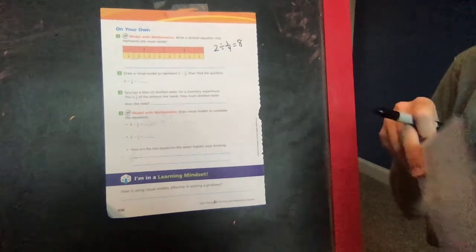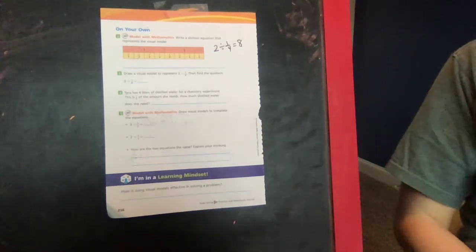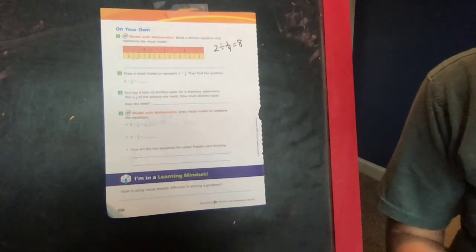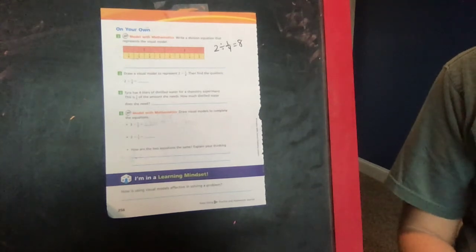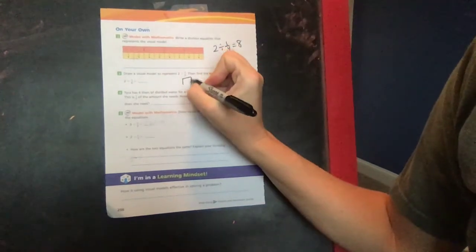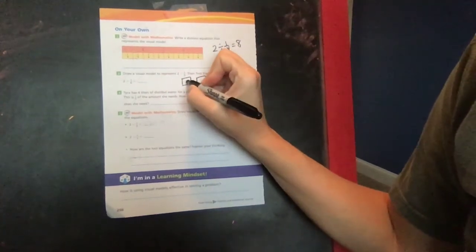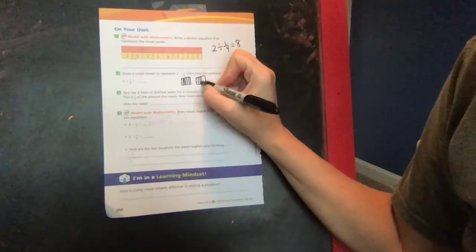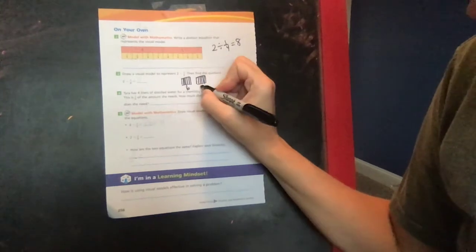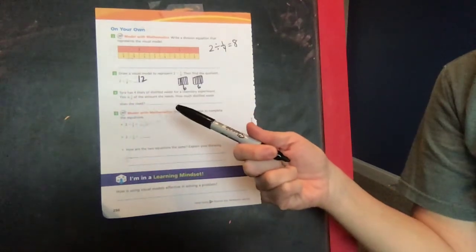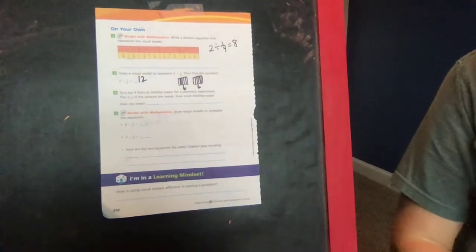If we're going to draw a visual model to represent 2 divided by 1/6, then find that quotient, you could do it like that. We can draw it like we have been. 2 divided by 1, 2, 3, 4, 5, 6. 1, 2, 3, 4, 5. And I know there's 6 in each one. 6 plus 6 is 12. If I have 2 and I put them in sixths, I'm going to have 12 pieces.